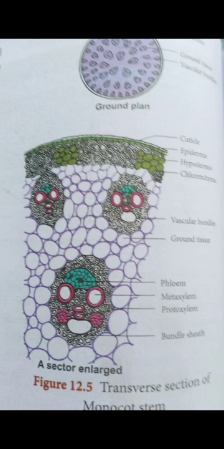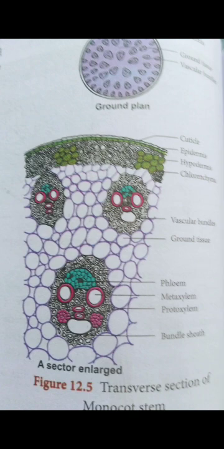Okay, then vascular bundles are conjoined, collateral, endarch, and closed. Each vascular bundle is surrounded by a few layers of sclerenchyma cells. This layer surrounding the vascular bundles is known as the bundle sheath, and it is made up of sclerenchyma cells.